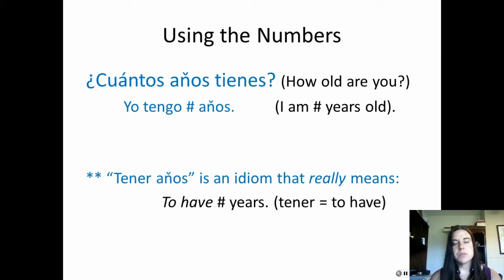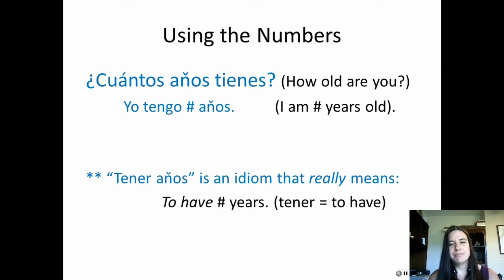So using the numbers, we're going to use them a lot when we talk about the date and the time. But the question I want you to be able to answer right now is ¿Cuántos años tienes? ¿Cuántos años tienes? asks how old are you? To answer it, you say yo tengo, and then you put the number, años. So if your age is 0 to 30, you can use one of the numbers from the previous slide. Or if it's in the 30s, you can add 30 with one of the numbers. And if it's higher than that, you can email me and I'll tell you the numbers higher or find them online so that when I talk to you in Language Lab, you can answer the question, ¿Cuántos años tienes?